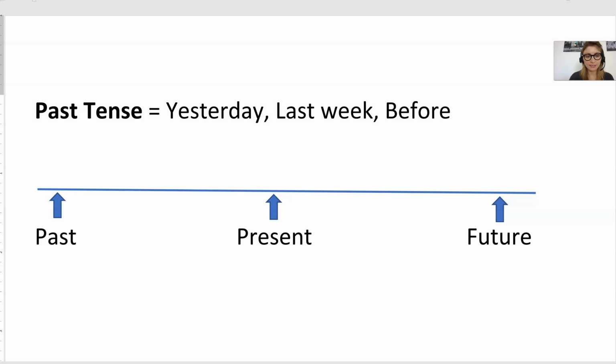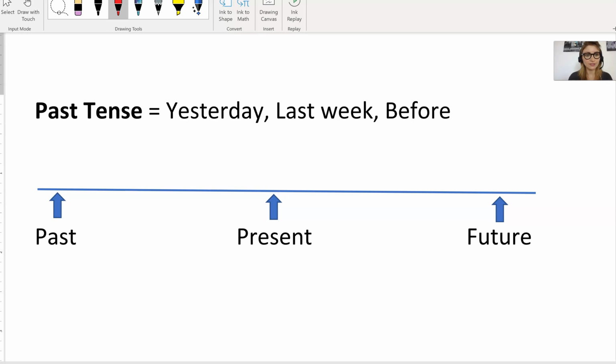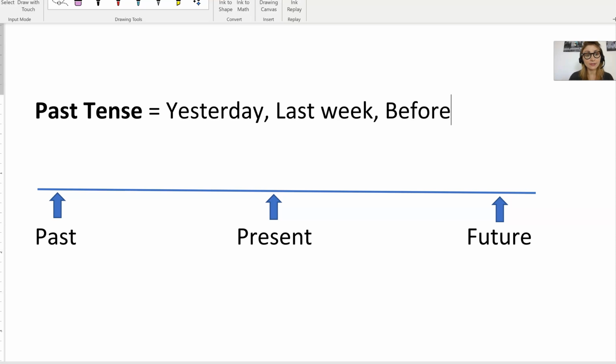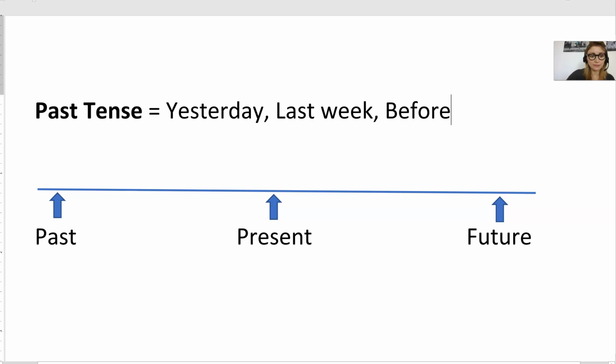So let's look here. Past tense is the time we're talking about yesterday, or last week, or before. Usually in English we use this timeline. You see we have a straight line, and today would be right here in the present. But if we're talking about before, we would be talking about the past right there. So this is what we're focusing on.